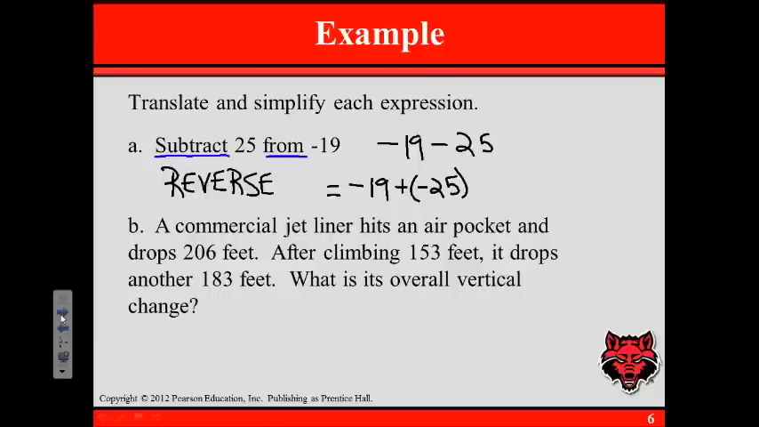Once we do so, we see that 19 and 25 have the same sign. They are both negative. So we add their absolute values, and we keep the sign.